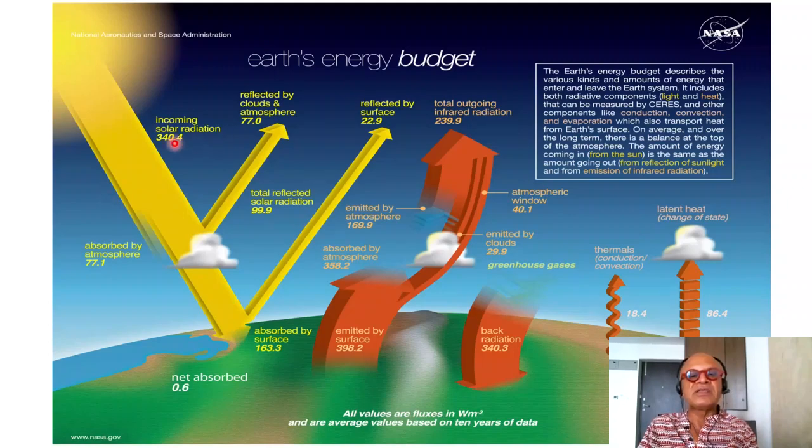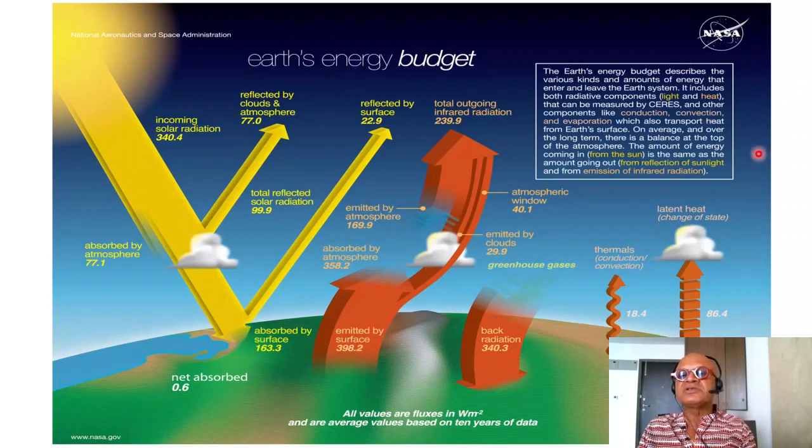Okay, so net what comes out here is the difference of the two numbers. So 340 coming in, 77 plus 22.9 reflected, and the remaining 239.9 is the total outgoing infrared radiation. These numbers have to balance. What is coming in, what is going out. 1, 2, 3. Shortwave going out from the atmosphere and cloud, shortwave going out from the surface, longwave going out from the effective height at which energy goes out. So a lot of bouncing around of the energy, and you get numbers that are much larger than the net energy that is coming in.